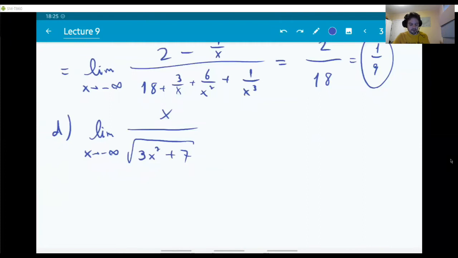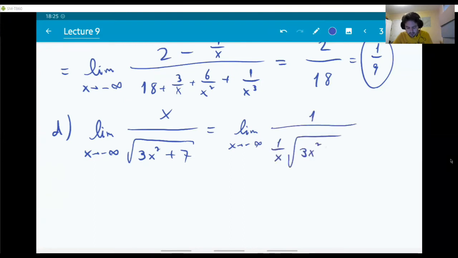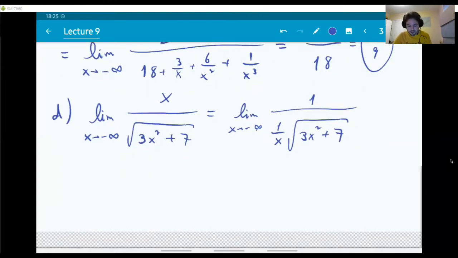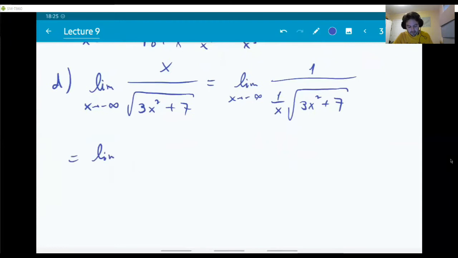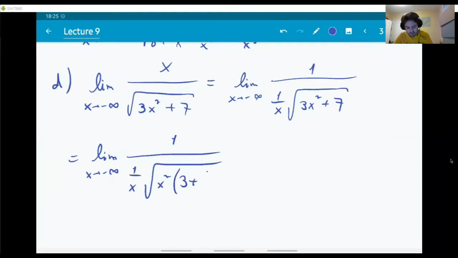So that term dictates the size of that expression. But how do we actually find this limit? I'm going to divide both of the terms by x. So x over x is 1. Let's leave the 1 over x in the denominator like this. We know that this 1 over x is going to cancel the x squared inside of the square root somehow. I'm going to factor now the x squared from inside of the square root: x squared times 3 plus 7 over x squared.